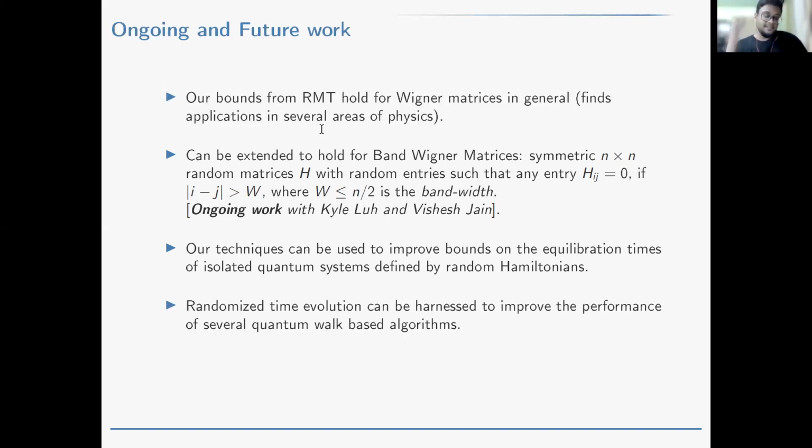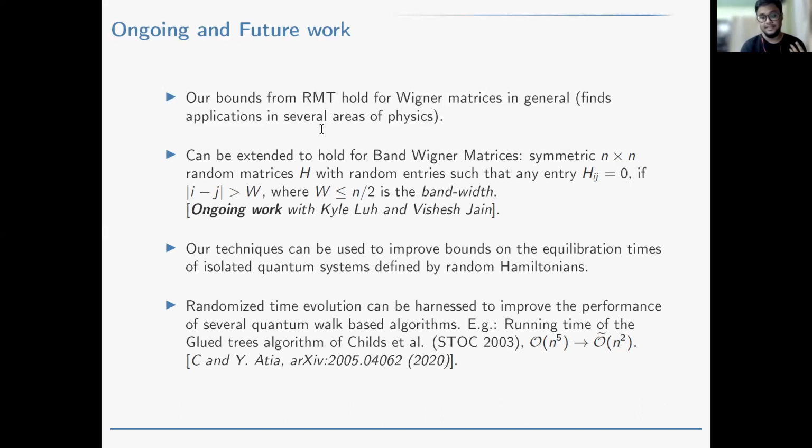The other thing I would like to mention is randomized time evolution, this notion of time averaged mixing, where you pick a time uniformly at random between 0 and t. This could be leveraged to improve several quantum walk based algorithms. For example, there is the glued trees algorithm by Childs et al. from 2003, which had a running time of n to the 5.